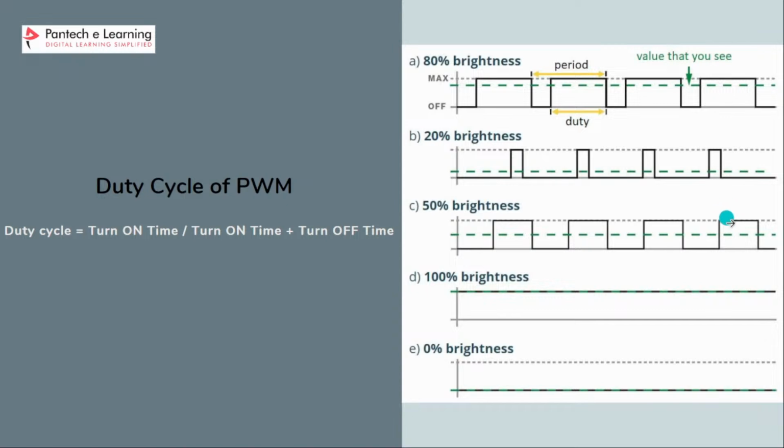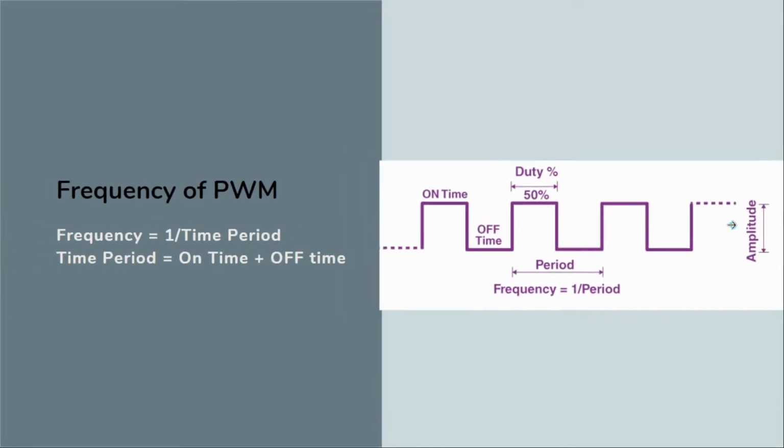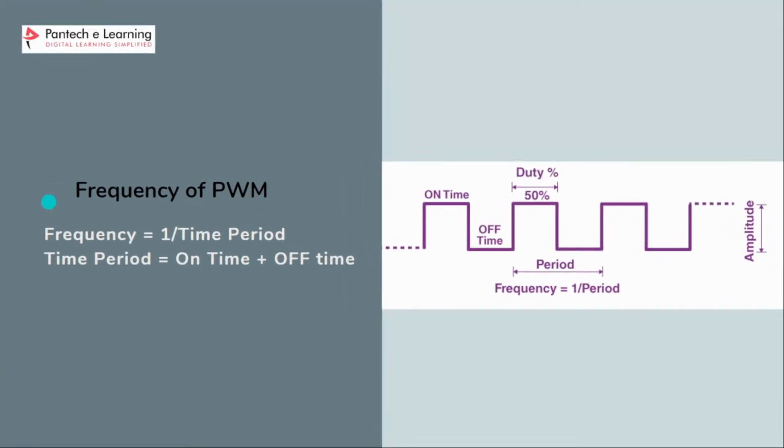And the next one is the frequency of pulse width modulation. The frequency determines how fast a pulse width modulation signal completes a period. A period is nothing but on time plus off time. So the frequency can be calculated as 1 divided by the time period. How do we calculate the time period? On time plus off time.